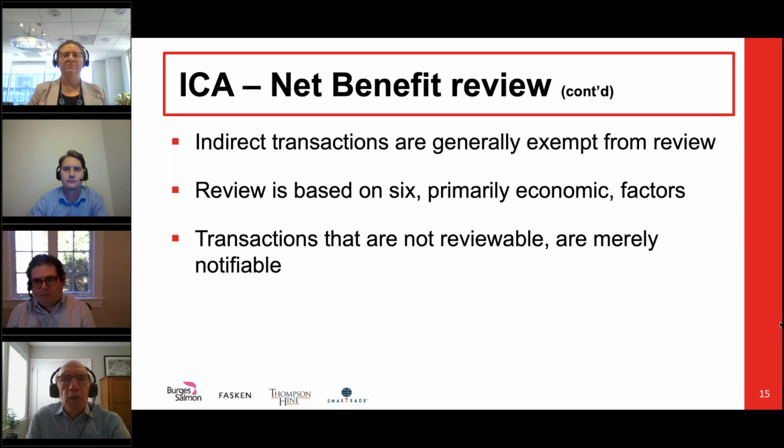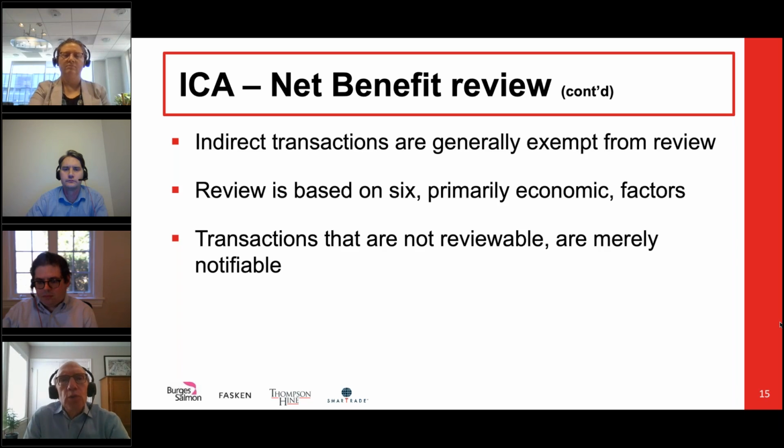So as I mentioned, the review is based on economic factors. There are 6 buckets of factors. Employment is always a big issue. Participation of Canadians, the effect of the investment on productivity, industrial efficiency, technological development, innovation, etc. The effect on competition. And by the way, that assessment is outsourced to the Competition Bureau by Investment Canada. Compatibility of the investment with national, industrial, economic, and cultural policies, and finally, contribution of the investment to Canada's ability to compete.